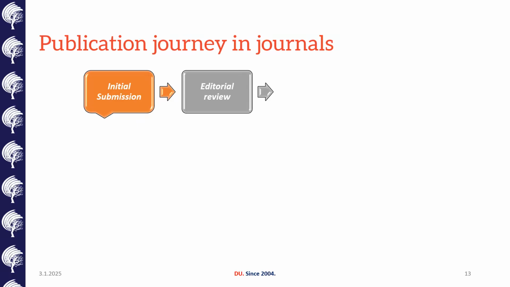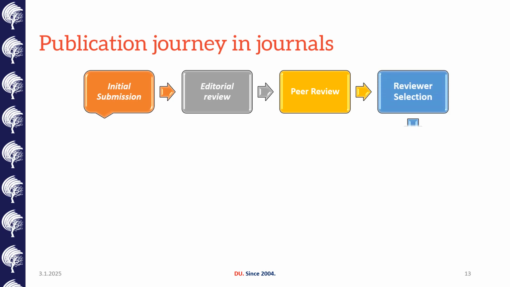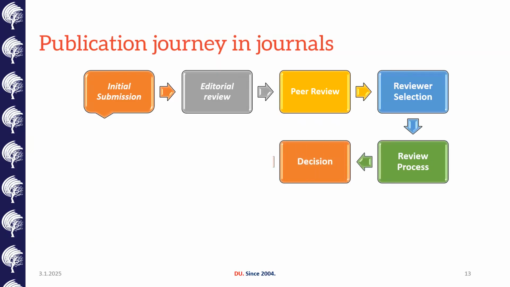The most important and time-consuming step is peer review. Firstly, in the reviewer selection phase, the editor sends the manuscript to several experts in the field. During the review process, reviewers provide feedback on the quality, originality, and validity of the research. Finally, there is a decision. Based on the reviewers' comments, the editor decides whether to accept, reject, or request revisions.